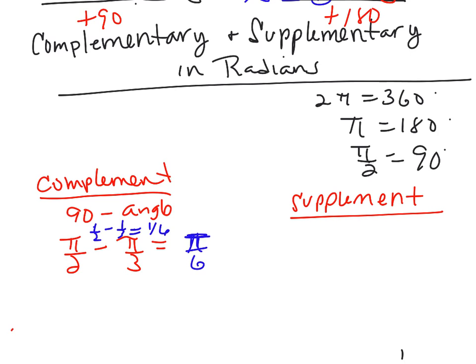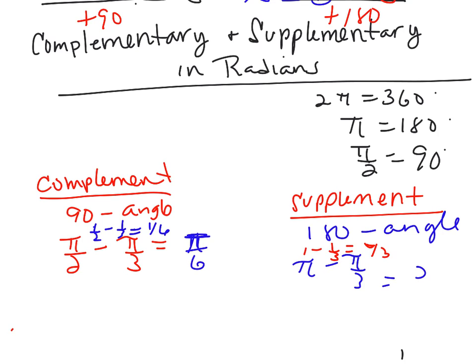All right, supplement. Remember, the supplement is 180 minus your angle. So 180, remember, is pi, minus pi over 3. So you're going to do 1 minus 1/3. So 1 minus 1/3 is 2/3. So this is going to be 2 pi over 3.